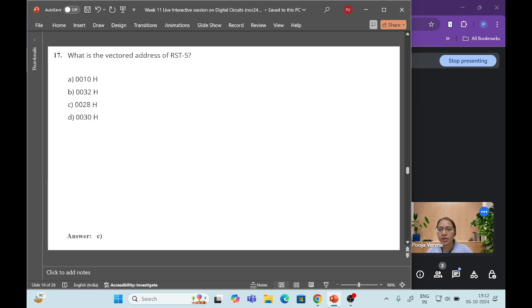Now the next question: what is the vectored address of RST5? Option A is 0010, option B is 0032, option C is 0028, option D is 0030. What will be the vector address of RST5?